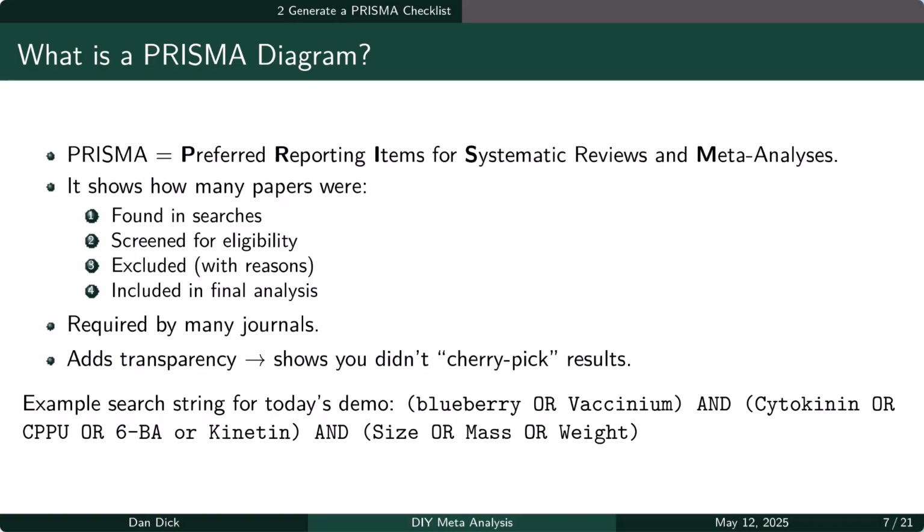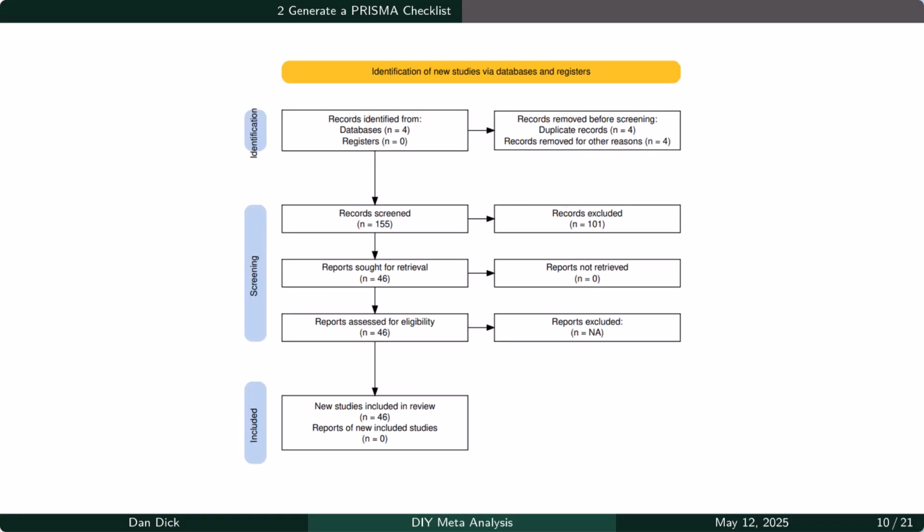What this does is add transparency, and it shows that you didn't just cherry pick your results. Sometimes you can exclude papers based on criteria that really shouldn't be exclusion criteria. So this allows the reviewers and the readers to see how many papers were included and excluded from your results. What it gives you is a super nice PDF or PNG file that has the PRISMA diagram, which is what I'm showing here.